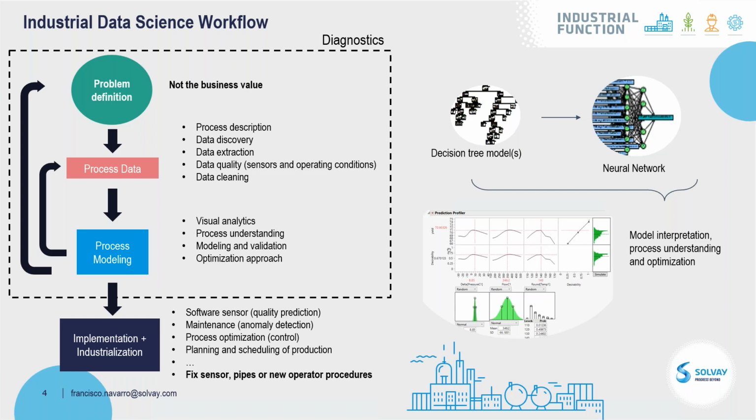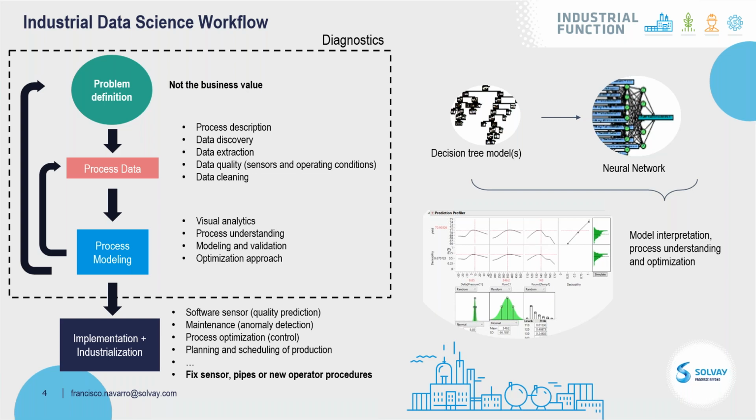Then we go to the process data. We have to get a process description of where this data is coming from. We have to make a session of data discovery, because there will be some sensors or tags that we will not fully expect to analyze. So we have to discuss with several people in the plant what they think is happening. Then we do the data extraction, which is the second pain point discussed in the survey, and we'll cover that in the next slide.